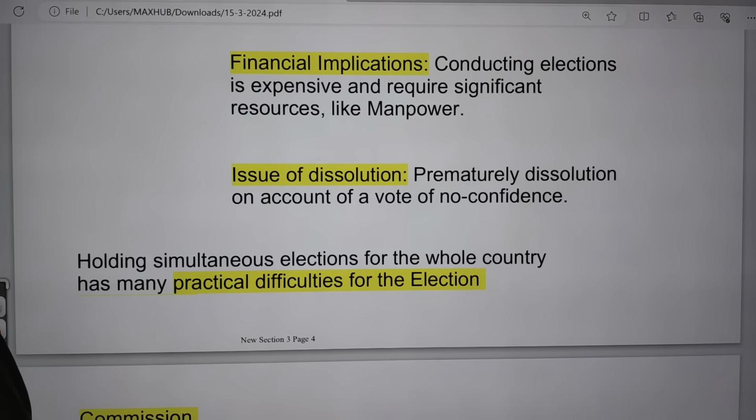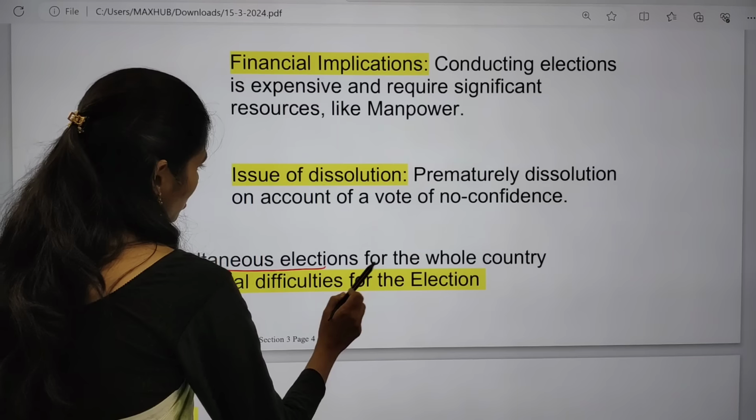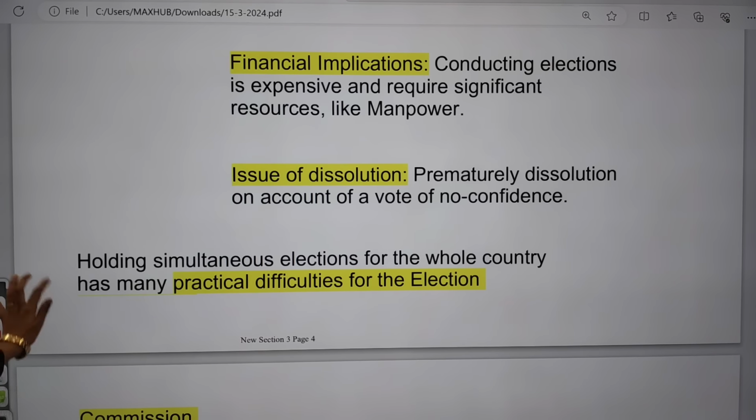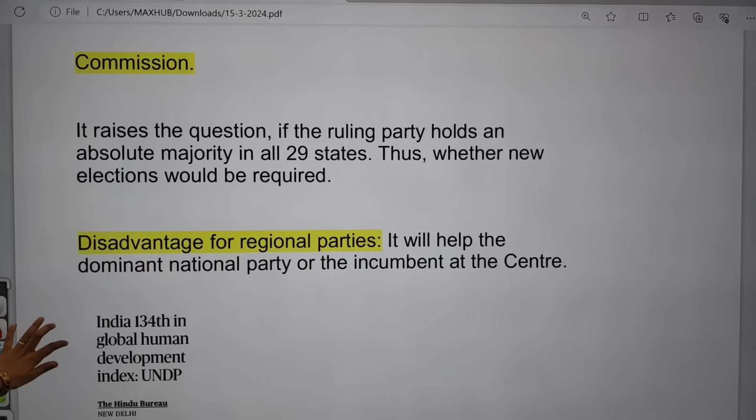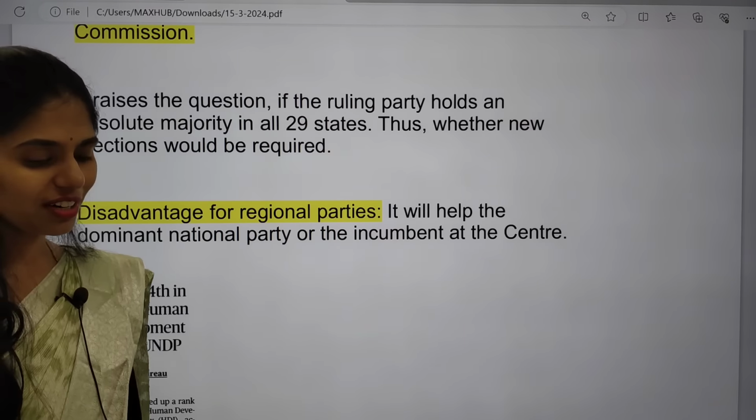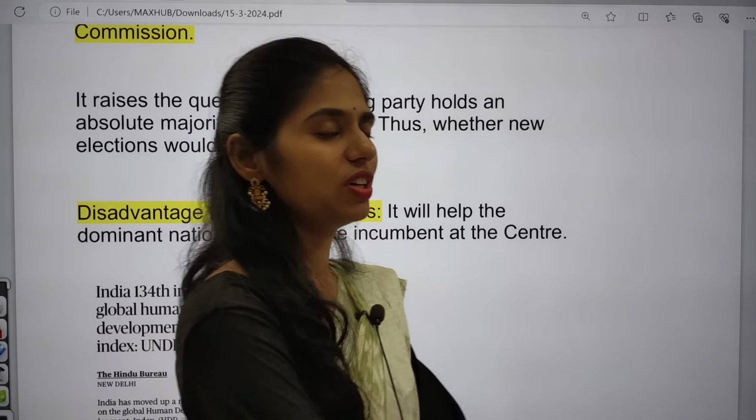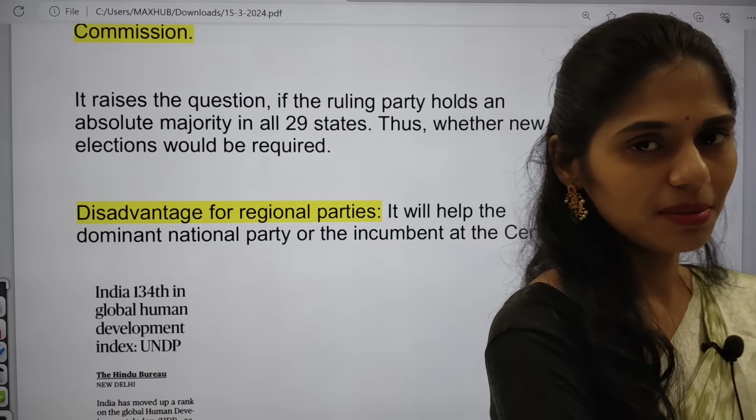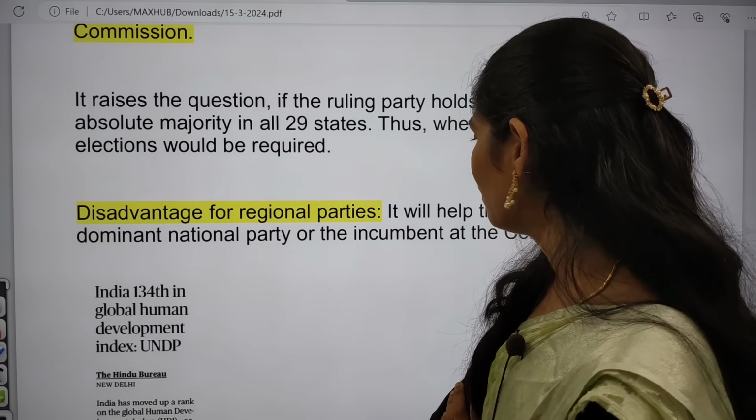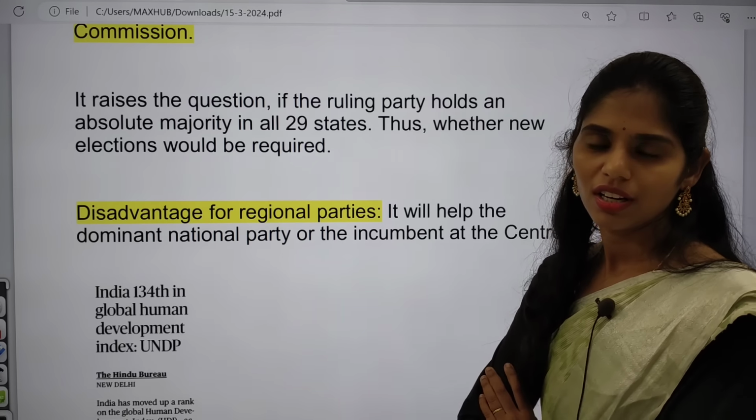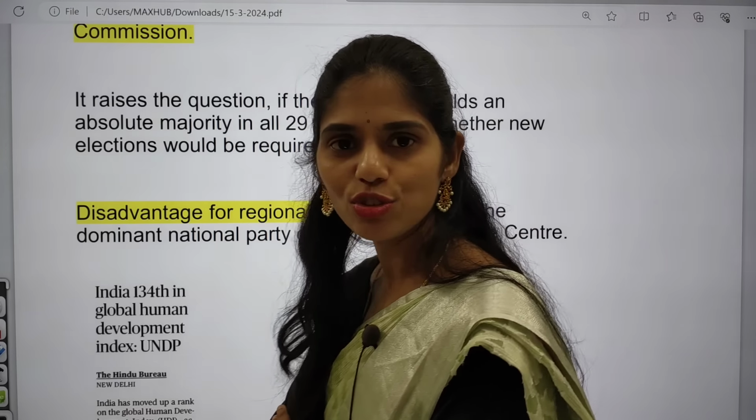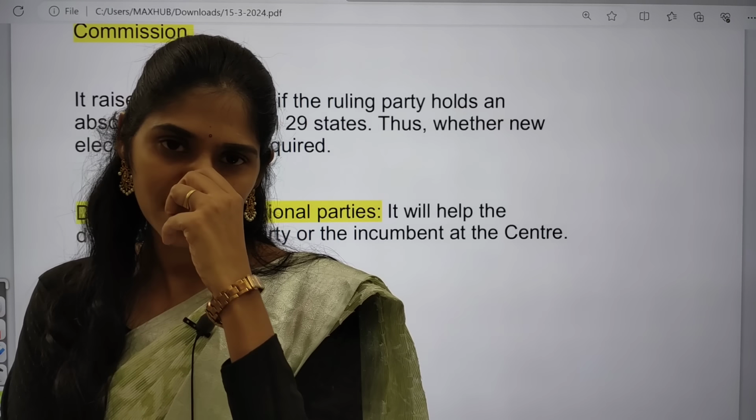And next one is that holding simultaneous elections for the whole country has many practical difficulties, even for the Election Commission of India. And whenever there are common elections for the Lok Sabha and state legislative assemblies, we have many regional parties in the states, so they will be at a disadvantage. Okay, clear? So these are the very important points that you have to remember regarding simultaneous elections.